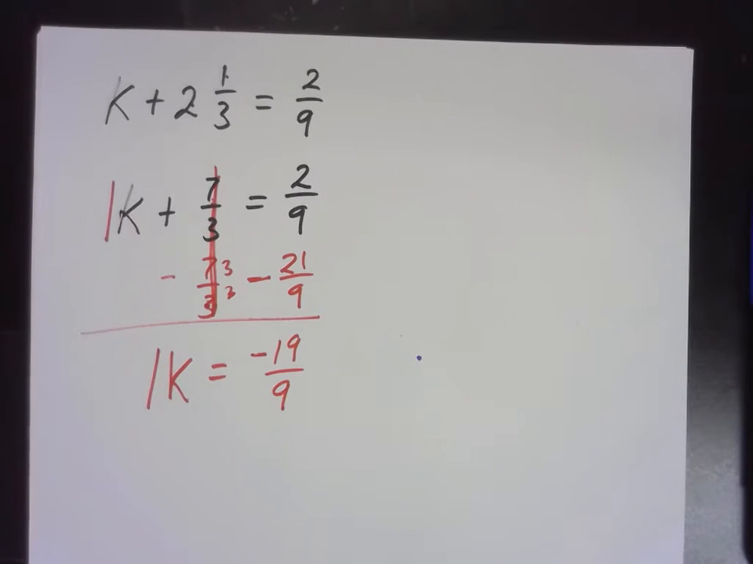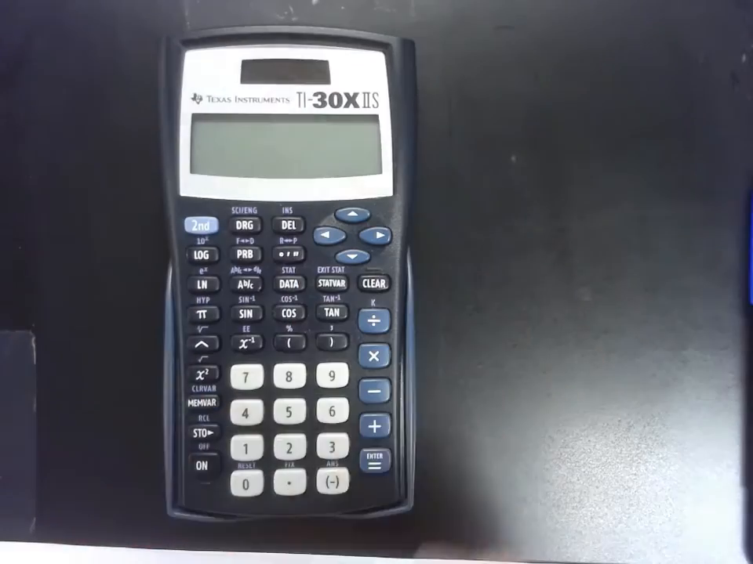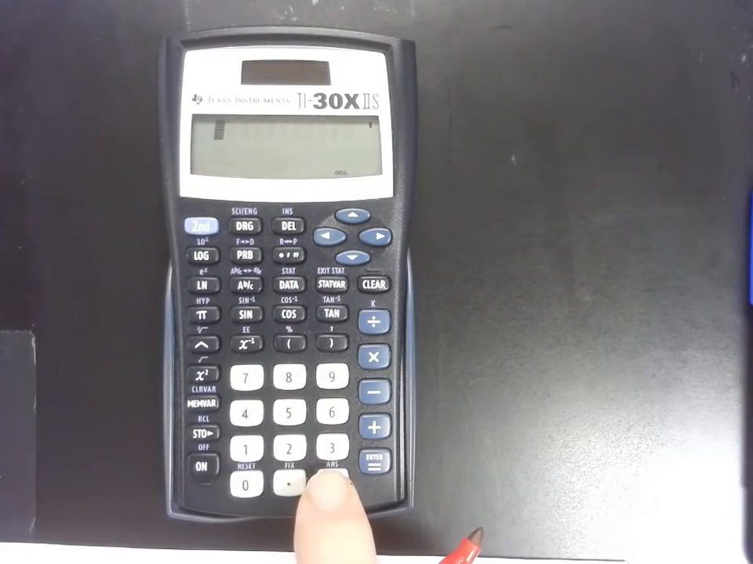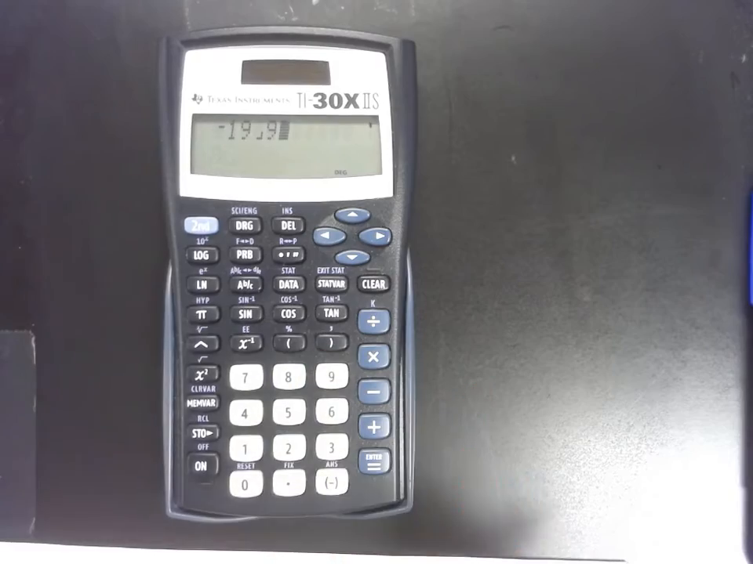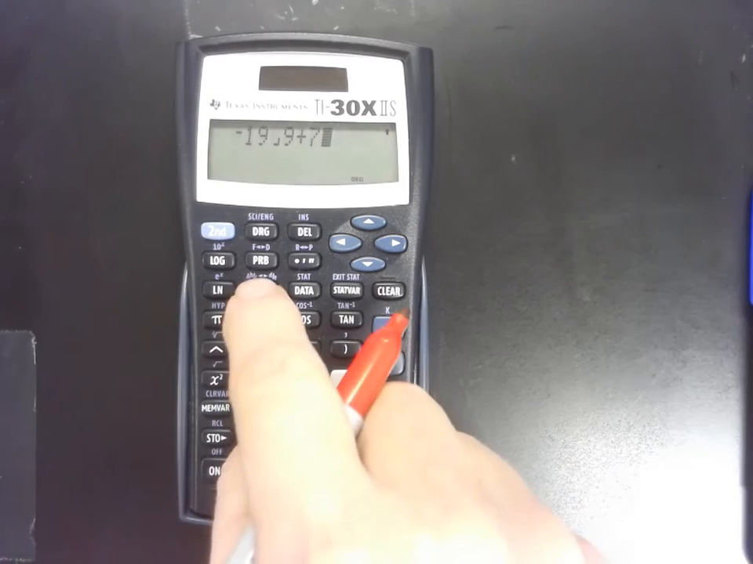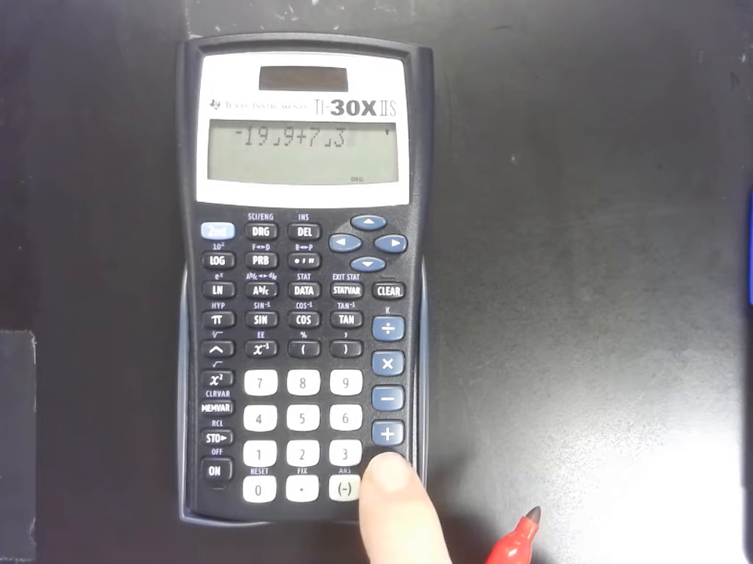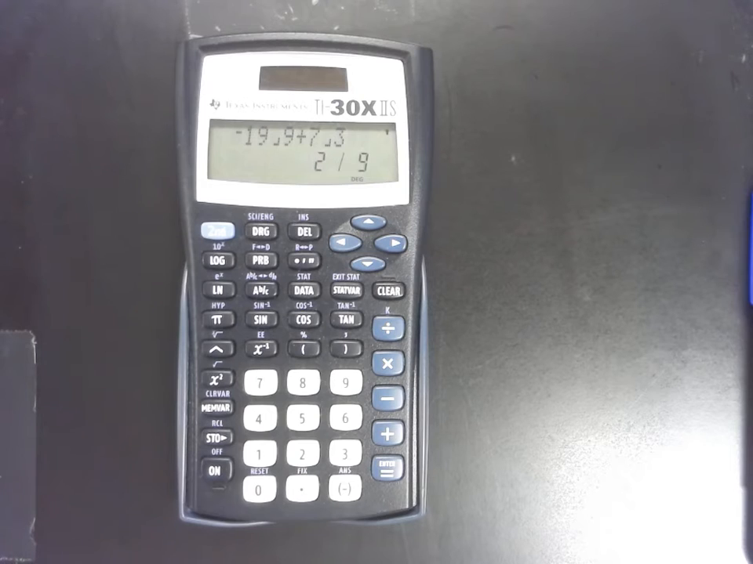Now, how do we know that's the correct answer? Can we check it? Yeah, we can check it. Plug it in. You could even use a calculator to check it. You can type in negative 19 over 9, here, negative 19 fraction 9, plus 7 over 3. So plus 7 fraction 3. And what should it equal? 2/9, right? It should be 2/9, does it work? Will any other number work? No, that's it. That's the only one that'll work. All right?